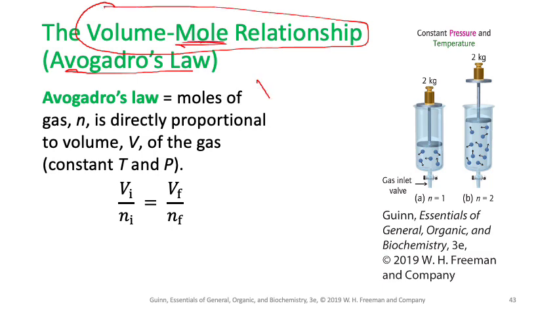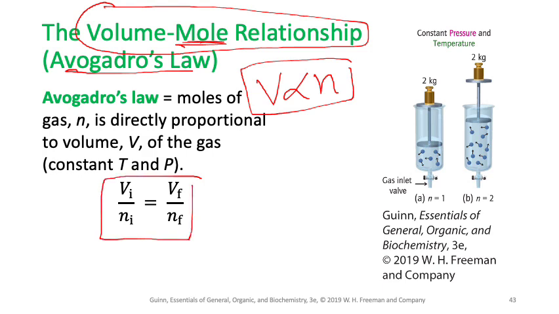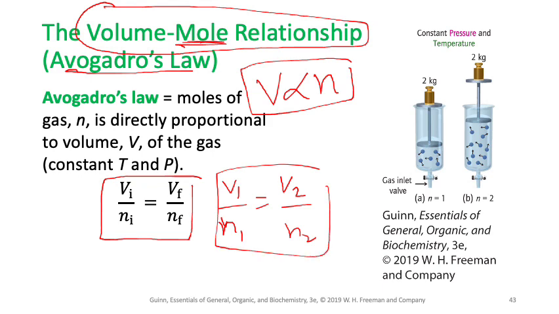According to this law, the volume of the gas is directly proportional to the number of moles of the gas. That means if you have a high number of moles, you need a bigger volume to accommodate that number of molecules of the gas, right? And the equation that we're going to use is Vi over Ni equals Vf over Nf, or V1 over N1 equals V2 over N2, the same thing, yeah? As long as the temperature and pressure are constant, the other two parameters, right?